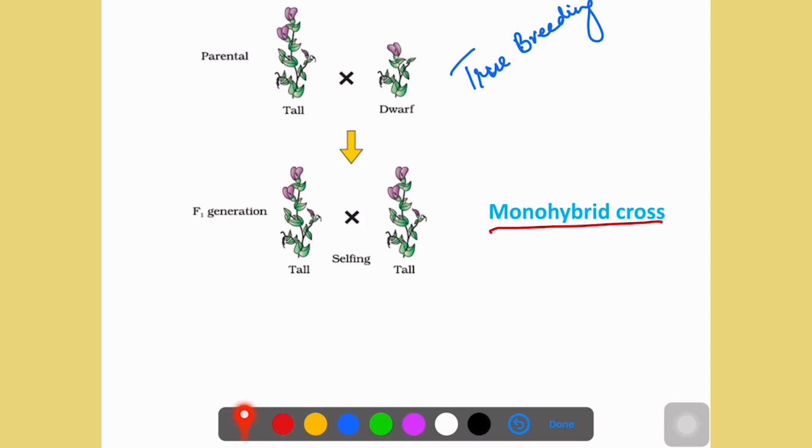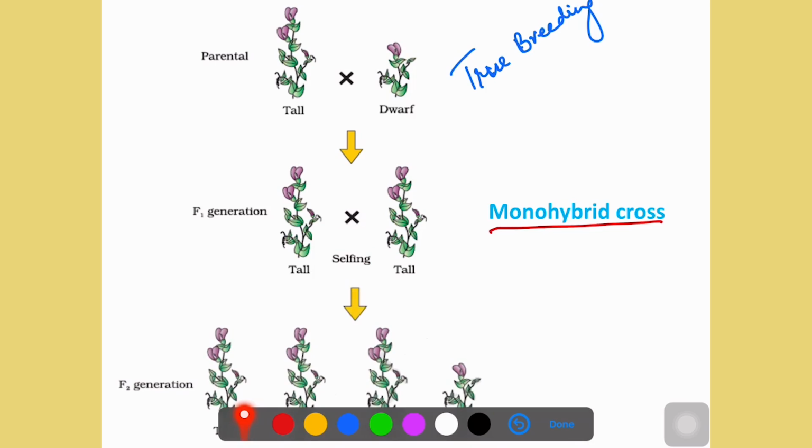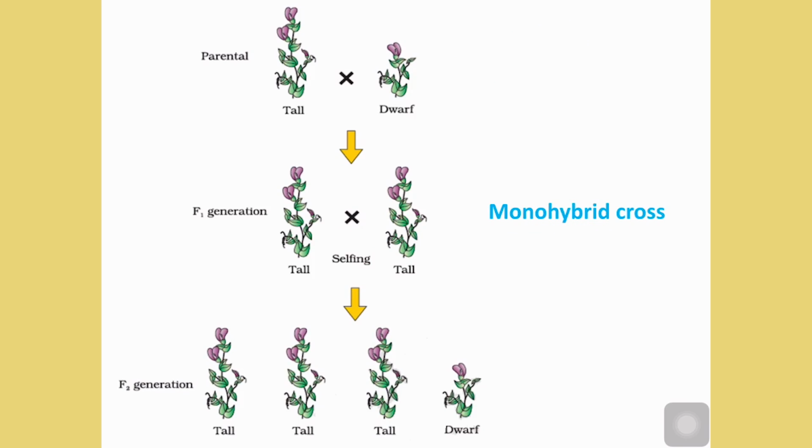He didn't just stop there, right? He then crossed plants among the F1 generation. This process is called selfing. He did selfing in order to obtain the F2 generation. So in the F2 generation, he observed that 3/4 of the plants were tall. You can see 3 of them are tall and 1/4 were dwarf. So now can you see, in the F2 generation, the dwarf character reappears. So this is a classic example of Mendel's monohybrid cross.